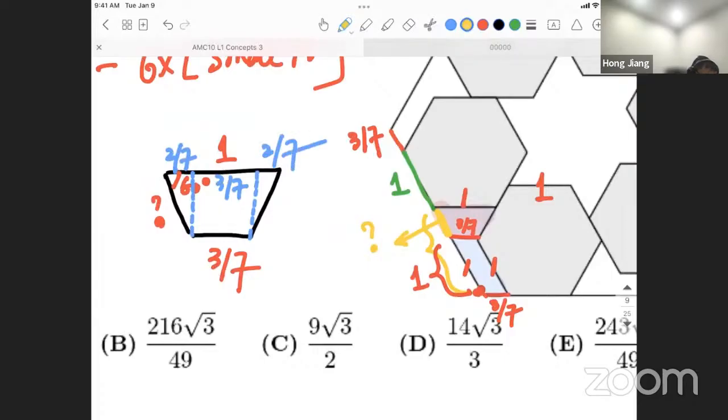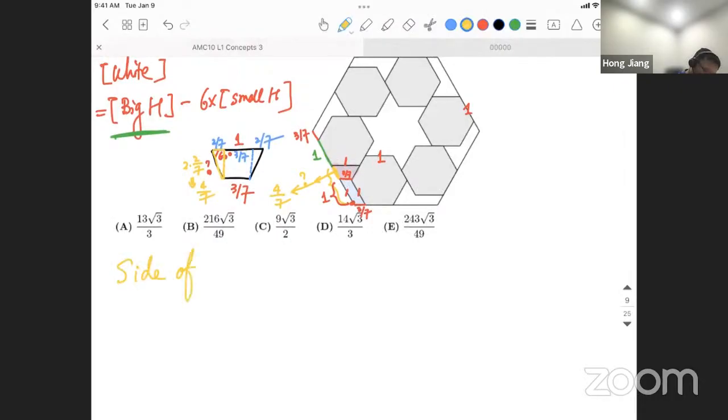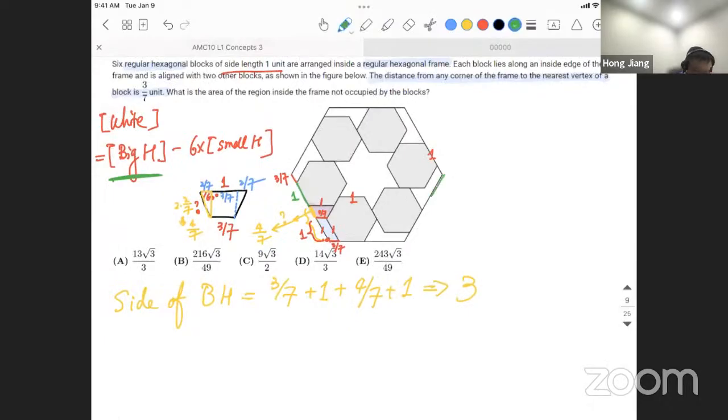Now, if I focus on this little triangle, this is a 60, 30, 90-degree triangle. So the hypotenuse will be twice the 30-degree facing side. So this is twice 2 over 7, which is 4 over 7. Is that right? So this part is going to be 4 over 7. So easy, right? Therefore, the side of the big hexagon will be 3 over 7 plus 1 plus 4 over 7 plus 1. And the answer is going to be 3. Now it's so easy, right? We determine the side length. So the side length of the big hexagon is actually 3.